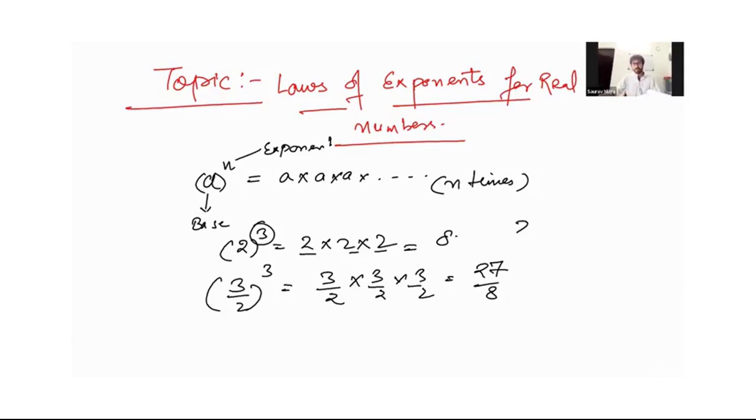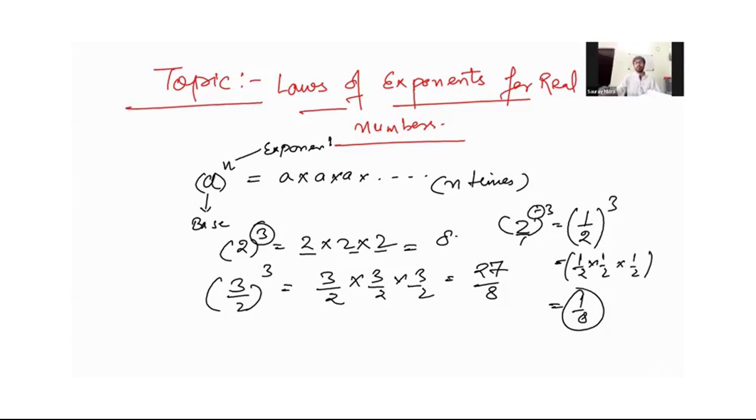Now if it is written 2 to the power minus 3, how will we open this? First of all, we will make the power positive. How to make the power positive? By reciprocating the base. If it is 2 by 1, you have to write 1 by 2. The power is 3. So now you write 1 by 2 into 1 by 2 into 1 by 2. That means 1 by 8. So if you have a negative power, first convert it into a positive power.